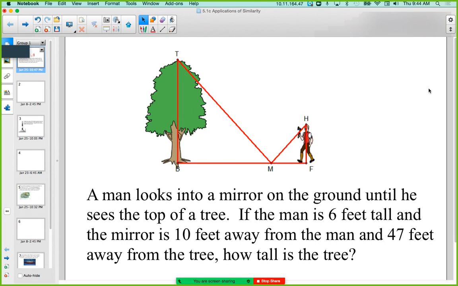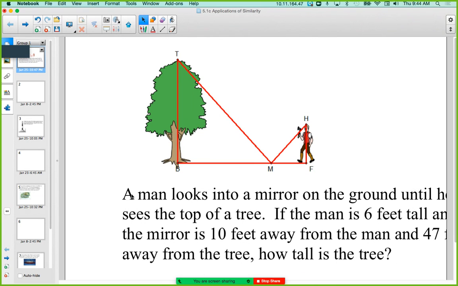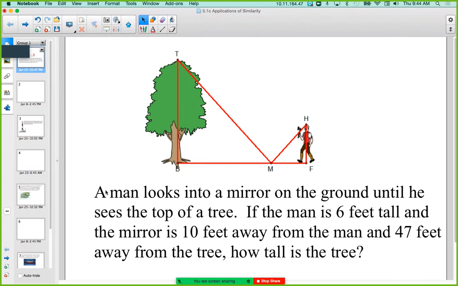But here we go. We got our problem here. It says a man looks into a mirror on the ground until he sees the top of a tree. If the man is 6 feet tall and the mirror is 10 feet away from the man and 47 feet away from the tree, how tall is the tree? Now, a lot of times you're just given the written part, then you got to draw your own picture. Now, I got the picture drawn for you. You do not have to draw a man or a tree.